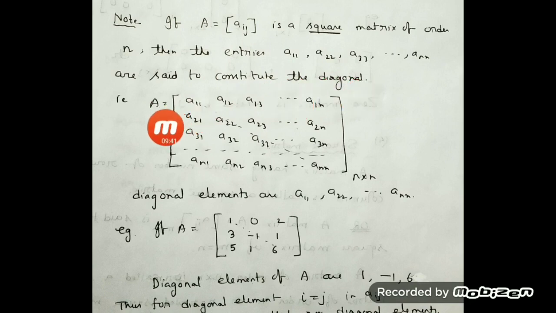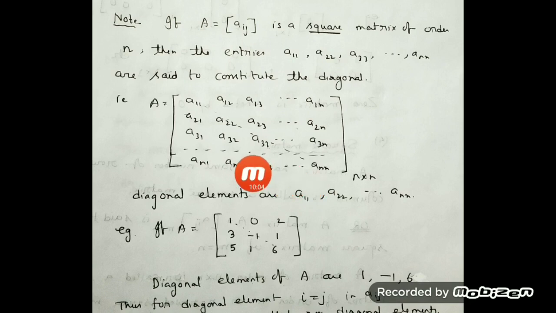That means this is your A matrix, which I have written in expanded form. If you write it like this: a11, a12, a13 up to a1n, the nth column, like that a21, a22, a23 up to a2n, and like that we go up to the nth row: an1, an2, an3 up to ann.